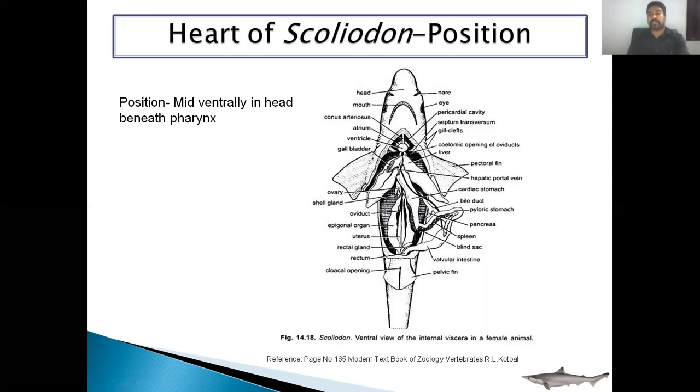That is a characteristic feature of chordates: chordates have a ventral heart and non-chordates have a dorsal heart. As Scoliodon is a chordate, the heart is situated on the ventral side, in the mid-ventral position, beneath the pharynx region in the head, and it's supported by the coracoid cartilage.